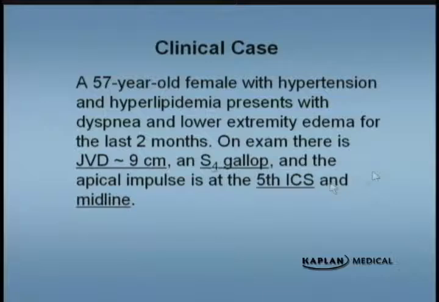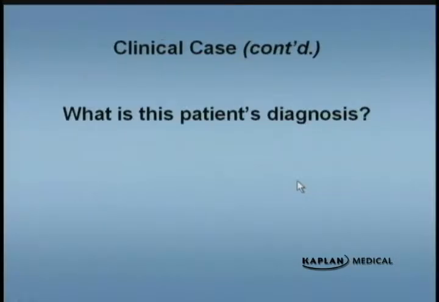A 57-year-old female presents with hypertension and hyperlipidemia. Wow, this is very similar. JVD, but this is an S4 gallop and a non-displaced apical impulse. They're short of breath, but they're not showing signs of left ventricular hypertrophy. That is a type of diastolic failure.